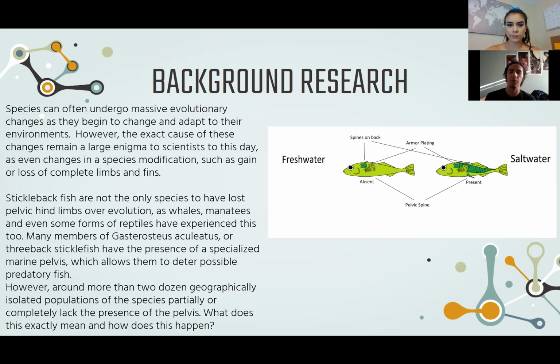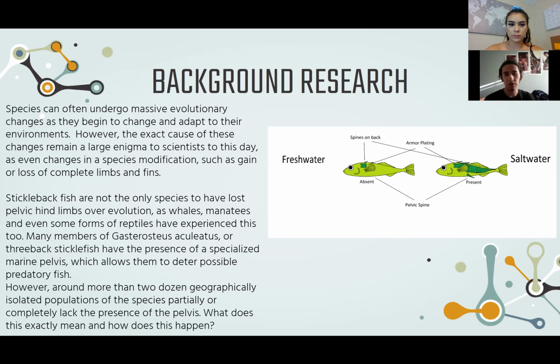As you can see, for example, in our picture right there, you see 2 fishes, which is in comparison to the experiments we have today. You have one type of fish that has spines on its back, which has an absence of pelvic structure, but you have another that has the pelvic spine, but it does not have spines on its back. It instead has armor plating.